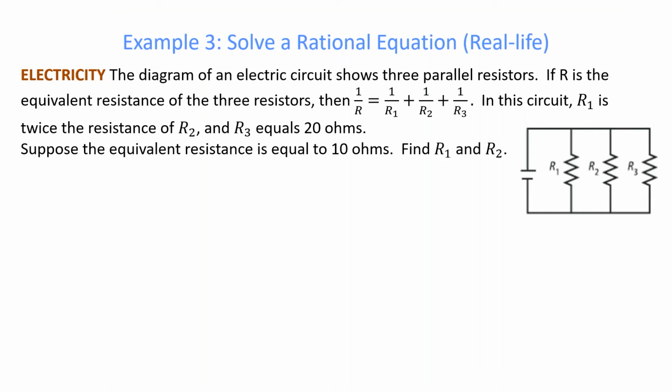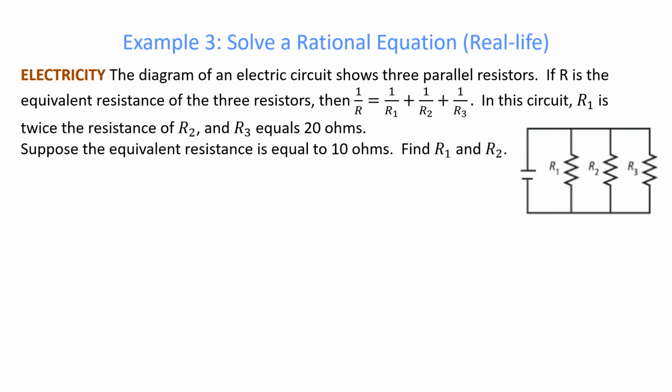Example 3. Solve a rational equation. So now we have a real life question. The diagram of an electric circuit shows 3 parallel resistors. The main function of a resistor in a circuit is to control the flow of current to the components. You might recall this from your science lessons. So if R is the equivalent resistance of the 3 resistors, then 1 over R is equal to 1 over R1 plus 1 over R2 plus 1 over R3. In this circuit, R1 is twice the resistance of R2 and R3 equals 20 ohms. Suppose the equivalent resistance is equal to 10 ohms.